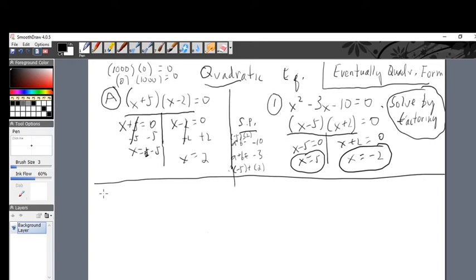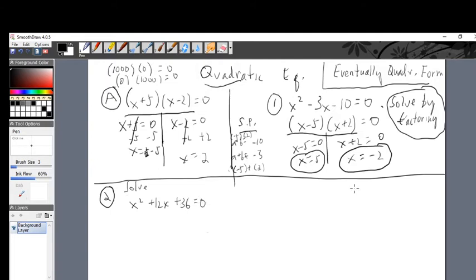Okay, let's go to problem number 2, and let's practice it by solving. There's a little surprise in here, but nothing terrible. Let's say you're supposed to solve, might not say much more than just solve, x squared plus 12x plus 36 equals 0.